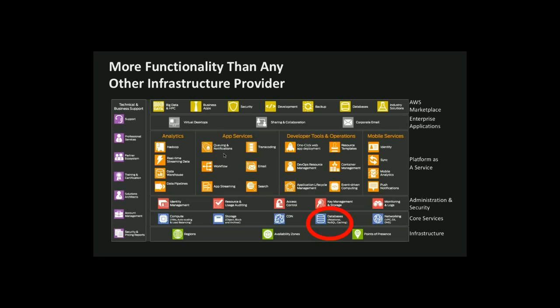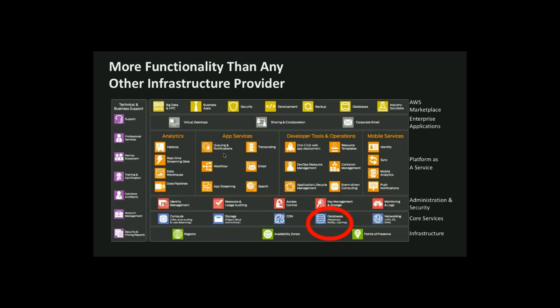I just wanted to also reiterate the fact that while AWS has many, many different products, today we're just talking about the one circled there in the red, which is SQL Server, which is one database of many databases we support on AWS.